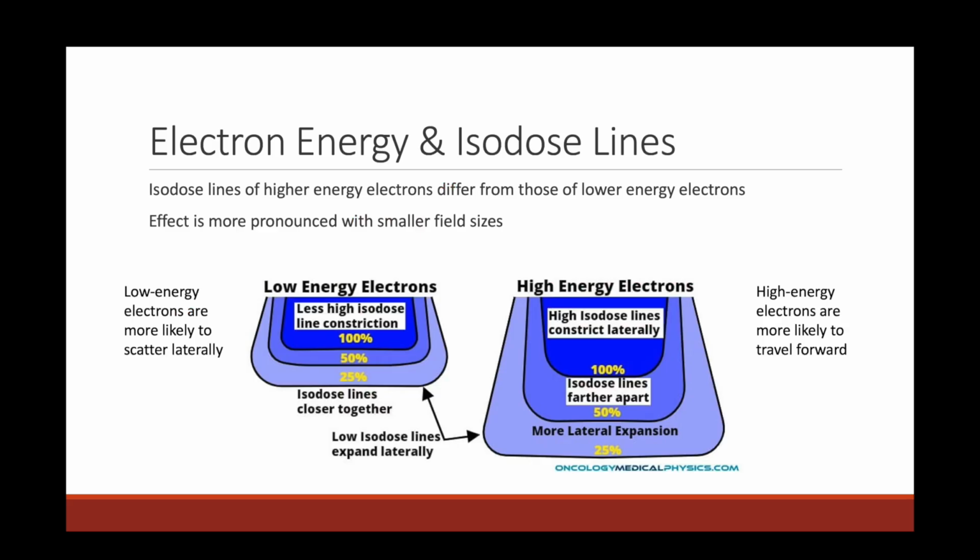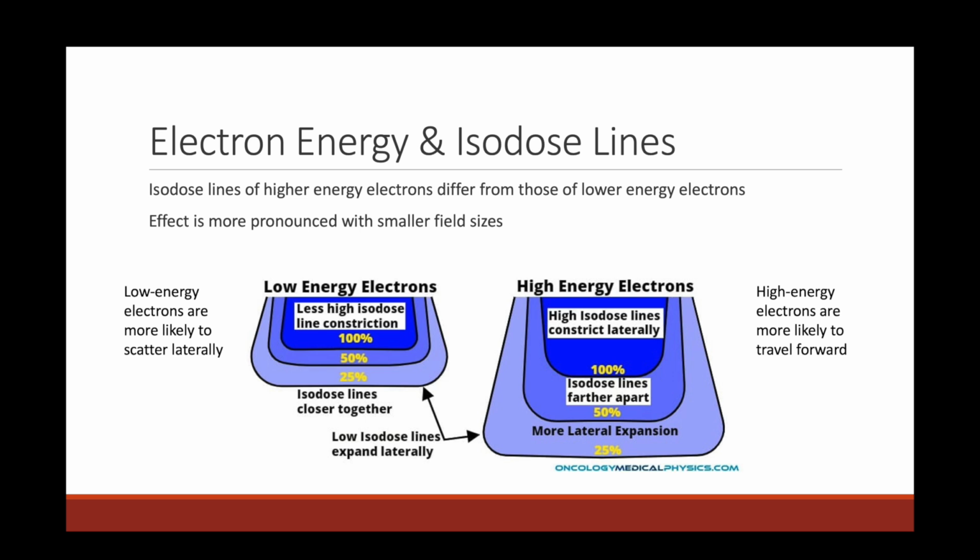Before we get into our example case, there are a few more general principles I want to go over, various variables that can affect how electrons travel and how those isodose lines look. One of the things that can impact the shape of our isodose lines is the energy of the electron beam that we're using. Lower energy electrons are more likely to scatter laterally. And so when we think about the high isodose line constriction, they're not as constricted.